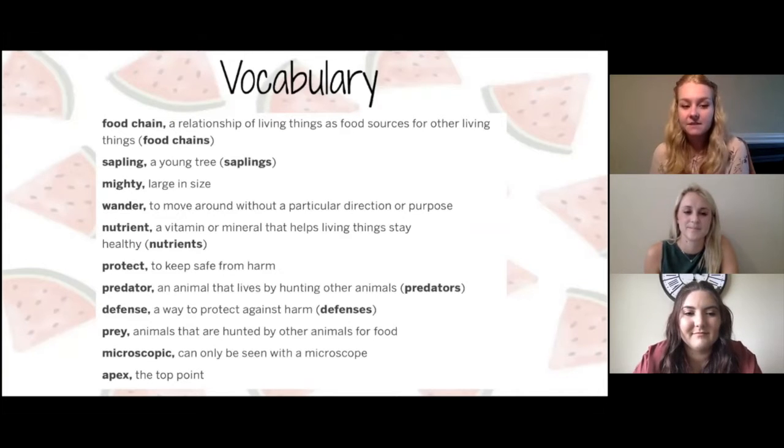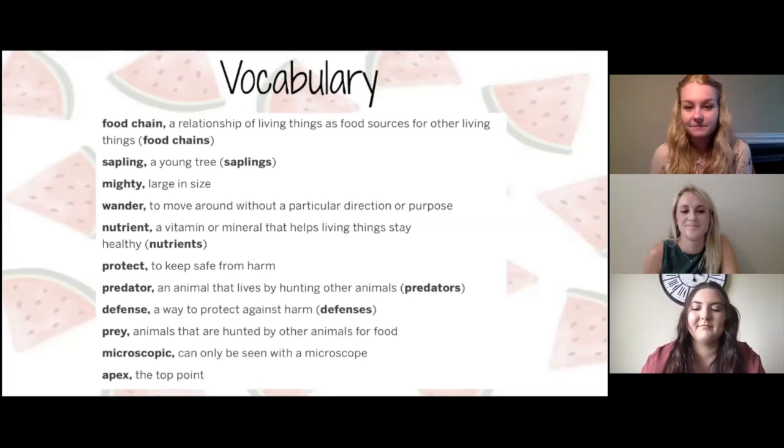Protect, to keep safe from harm. Predator, an animal that lives by hunting other animals. Defense, a way to protect against harm. Prey, animals that are hunted by other animals for food. Microscopic, can only be seen with a microscope. And apex, the top point.